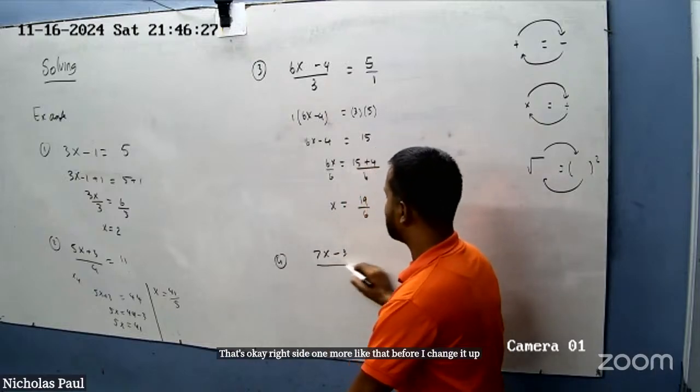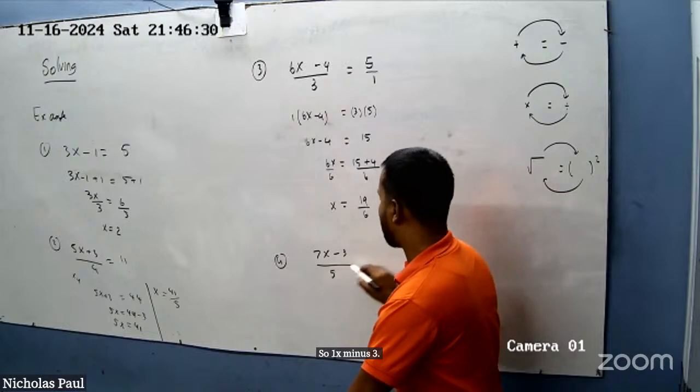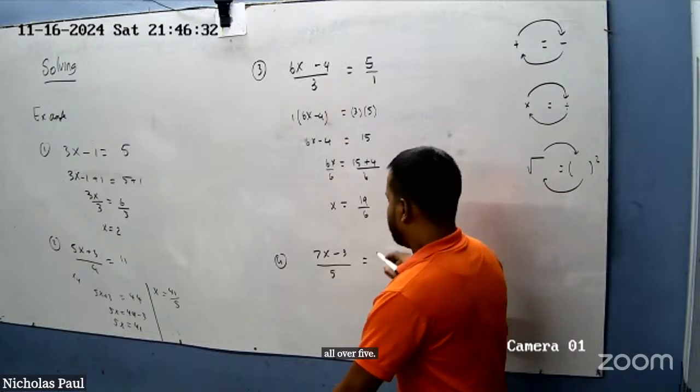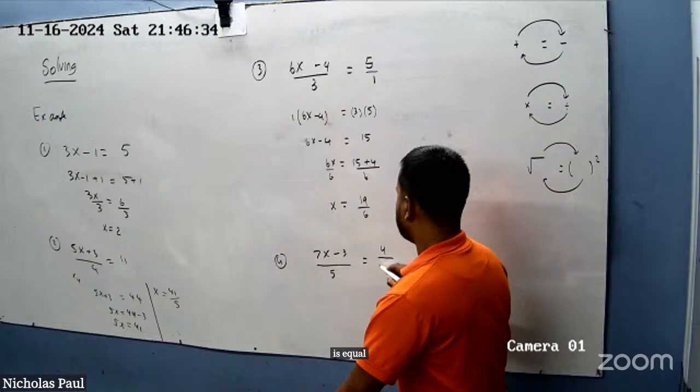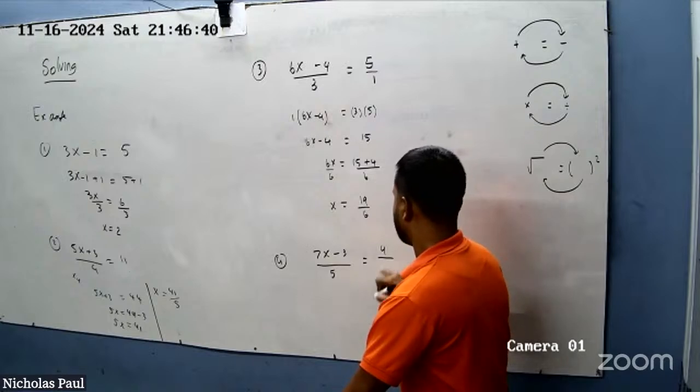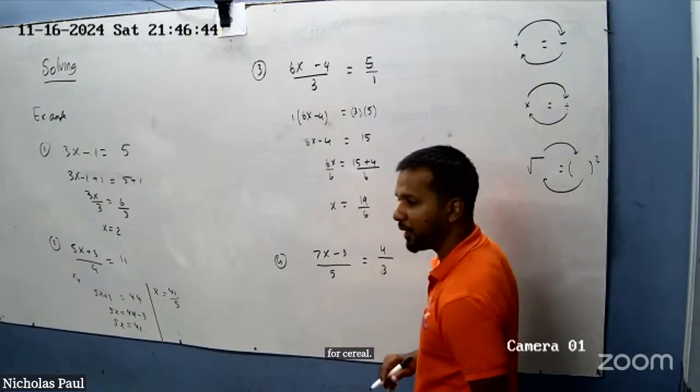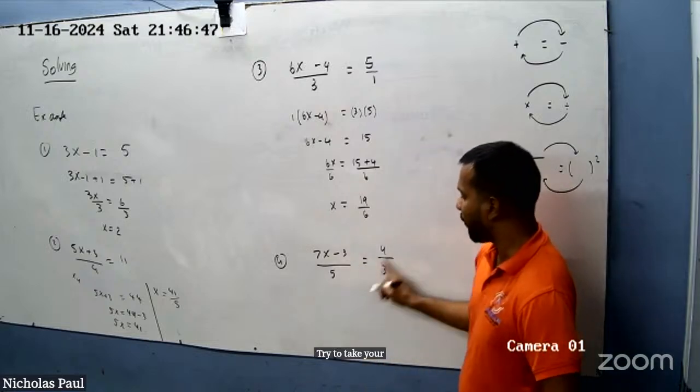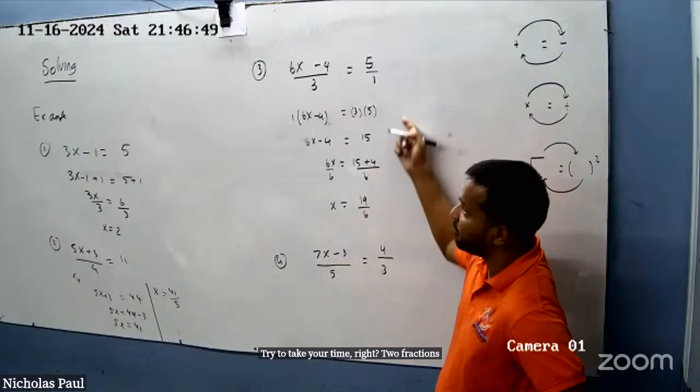Try one more like that before I change it up. 7x minus 3 all over 5 is equal to 4 over 3. Try that. Take your time. Two fractions, equal sign, so you can follow the same technique I used here.